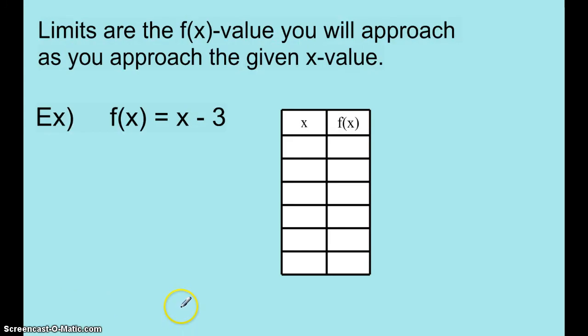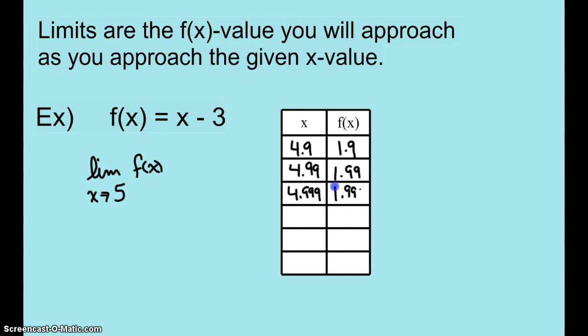Our function f of x equals x minus 3. So let's go ahead and try to figure out what the limit of f of x is as x approaches 5. Okay, from the left-hand side, we'll keep on getting closer to 5 and see what happens. When you put in a 4.9, you get a 1.9. You get a 4.99 in there, and you get a 1.99. Put in a 4.999, only 1,000th the way, and you get 1.999.